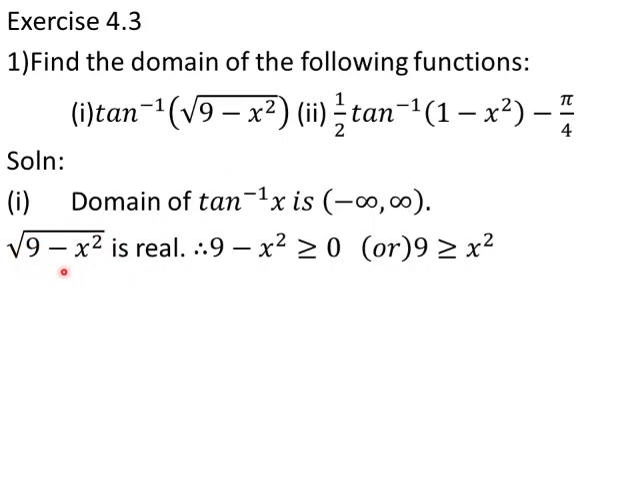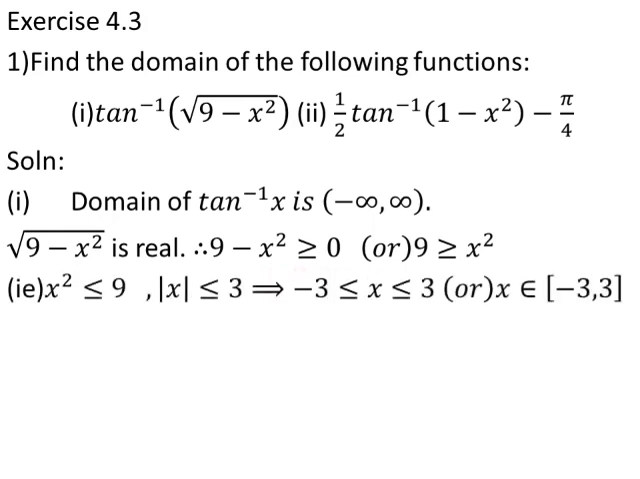If this becomes a negative value, the root of a negative value is imaginary. So we are saying 9 minus x square is greater than or equal to 0. From this you can write 9 is greater than or equal to x square. That is, this minus x square you can take to the other side. We can rearrange it now. X square is less than or equal to 9.